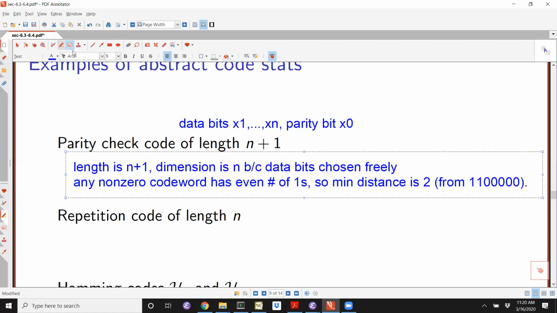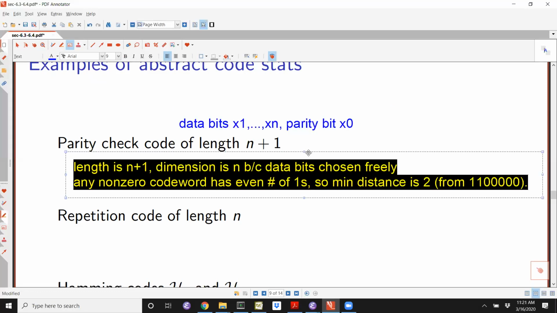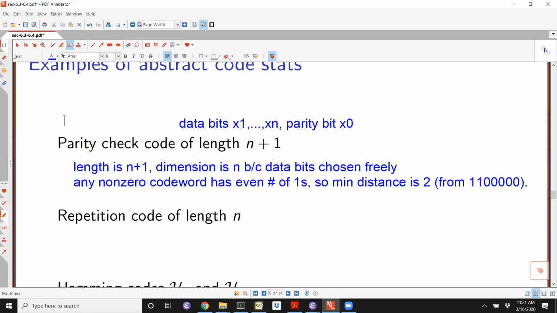So the parity check code of length n plus 1 is going to be a, no, that's not what I want to do. I like that the way it was. And now I'm going to move this here. Move this here. No, move this here.